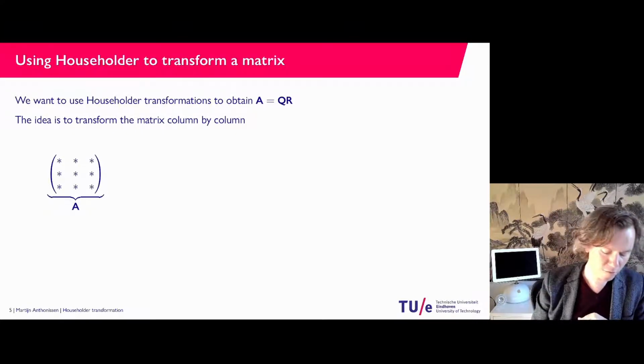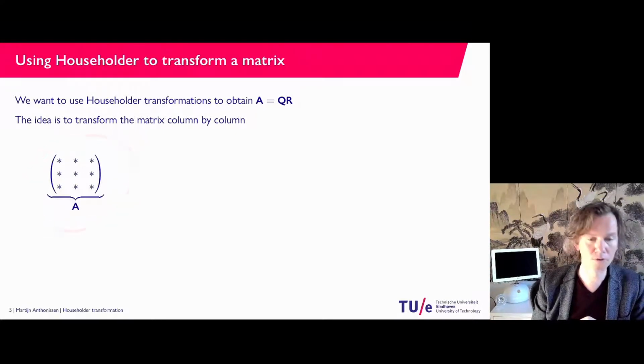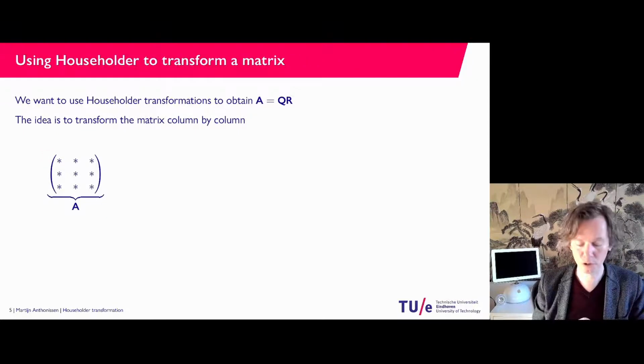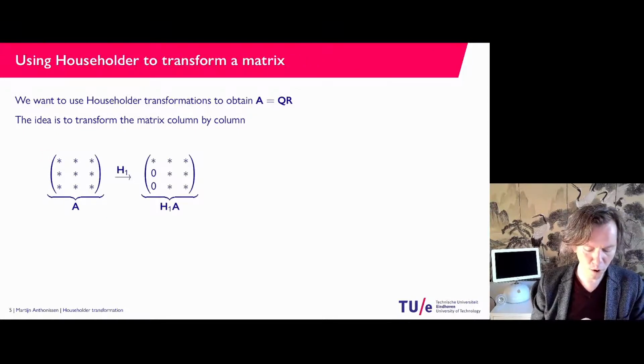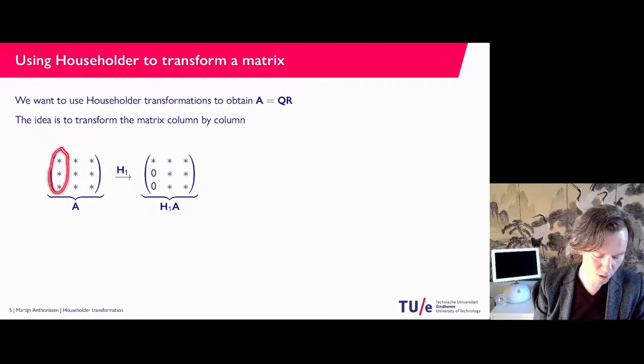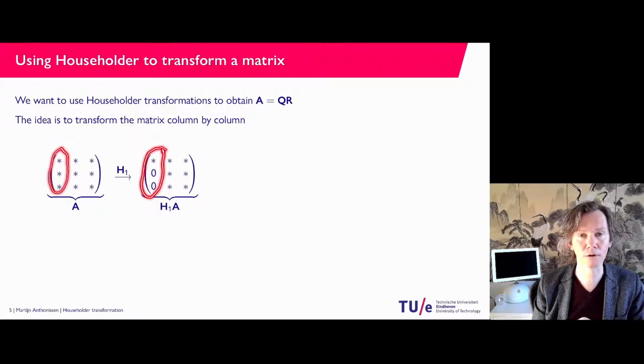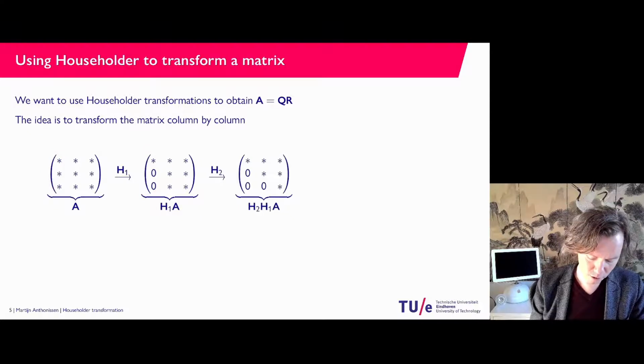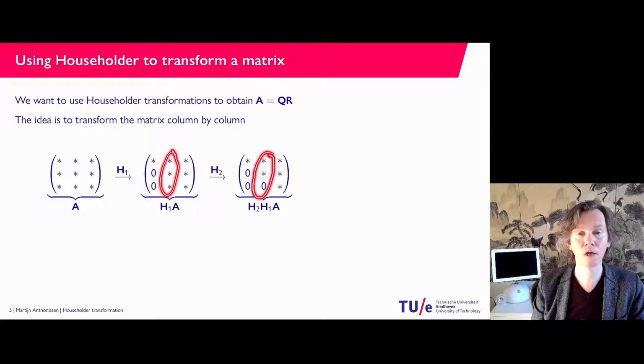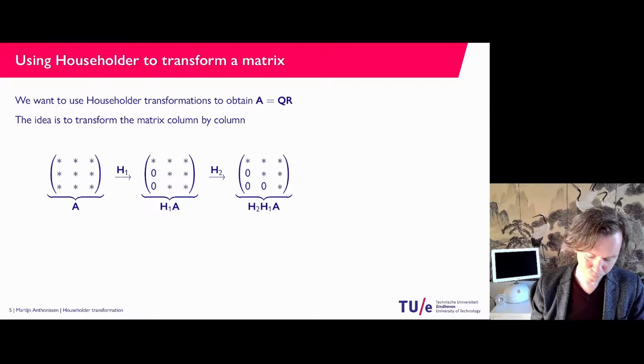So if you have a general matrix A and all the stars are non-zero entries, I am going to use one Householder transformation to create zeros under the diagonal. So I'm just going to look at the first column here, and I'm going to change it in such a way that it has zeros below the main diagonal. Next, I'm going to apply a second one to the second column. So this column I am going to transform into this here, and then I have upper triangular form.